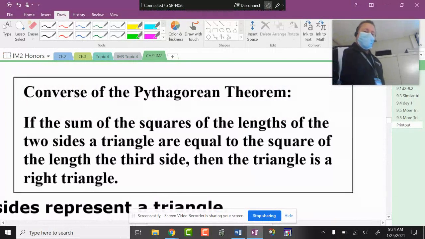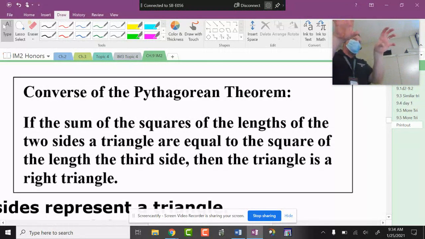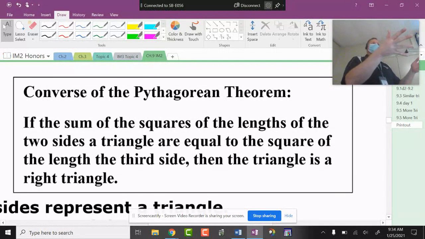As long as you have a valid triangle, then the converse of the Pythagorean theorem says if they fit the Pythagorean theorem, a squared plus b squared equals c squared, then that has to be a right triangle. So it's just the reverse. Previous questions, you were given a right triangle, find the missing side. Now you're given sides. Tell me it is a triangle. Tell me if it's a right triangle. So that's the idea coming up here. Won't spend too much time on this.